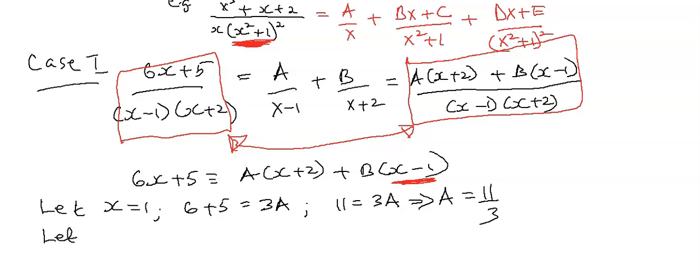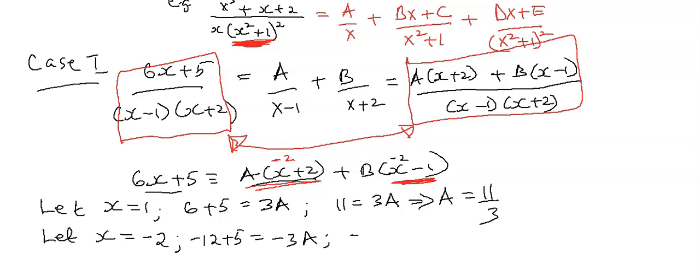Next, we want to eliminate A. So to eliminate A, what we can do is let x be negative 2. If we let x be negative 2, then we shall have negative 2 plus 2, which is 0, and 0 times A eliminates A. The left hand side will be negative 12 plus 5, equals, now x is negative 2, so this will be negative 2 minus 1, that is negative 3B. So 5 minus 12 is negative 7, equals negative 3B, which means that B is 7 over 3.